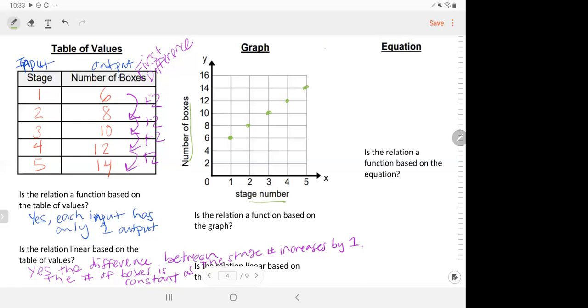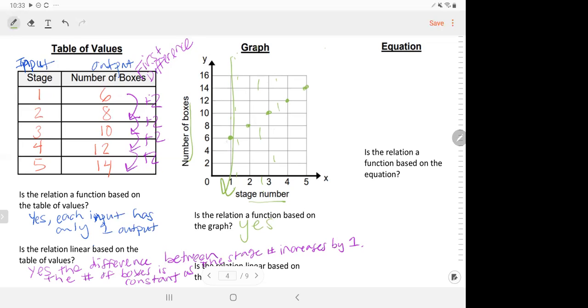Then it asks, is this relation a function based on the graph? Well, if we do the vertical line test, the vertical line test says that if I draw a vertical line anywhere on this graph, it should only pass through 1 point. So I'm kind of drawing dots of multiple vertical lines here, but anywhere that I had a line, it would only pass through 1 point. So I'm going to say yes.